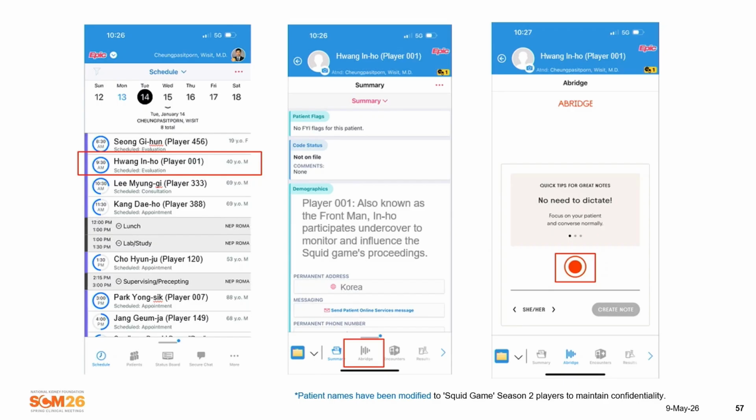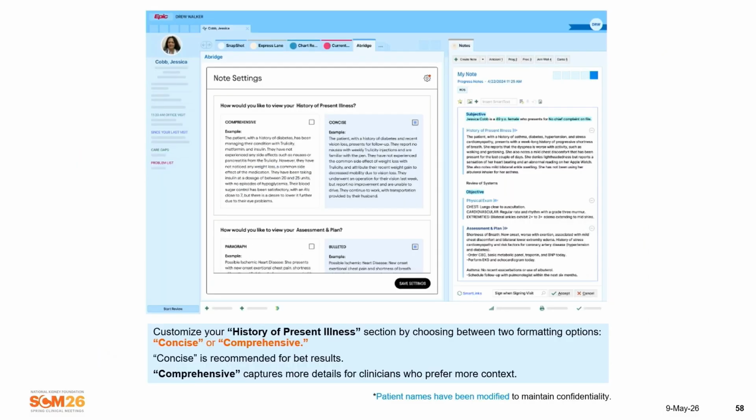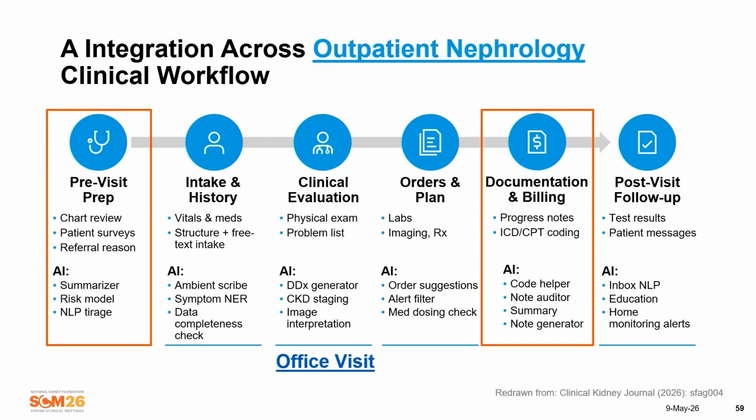So if you want to use it, you need to make sure that you follow your institutional policy. Then you have your note done, you can choose the style, and you review it, okay? Now I'm gonna move to pre-visit, documentation, and billing.